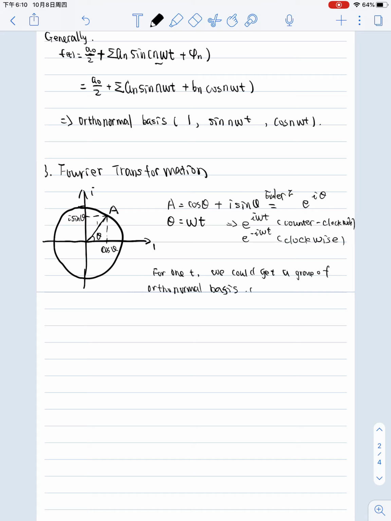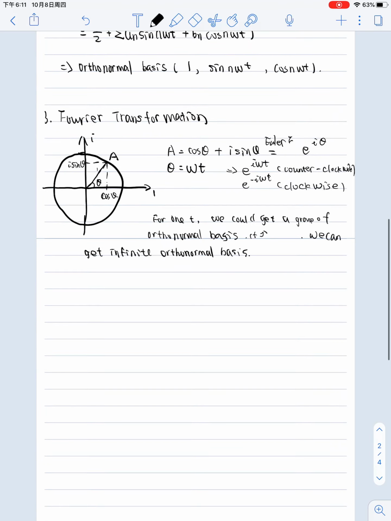But when the t increases from 0 to 2 pi, we can get infinite orthonormal bases, and that could be used in the following. Then we could use that.